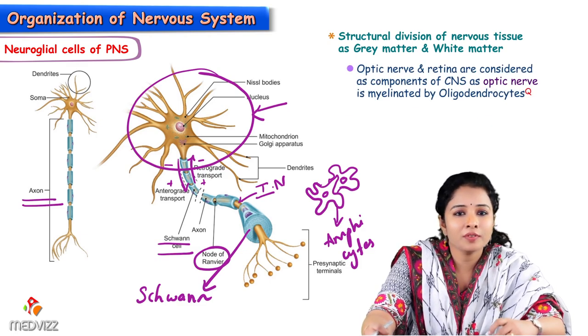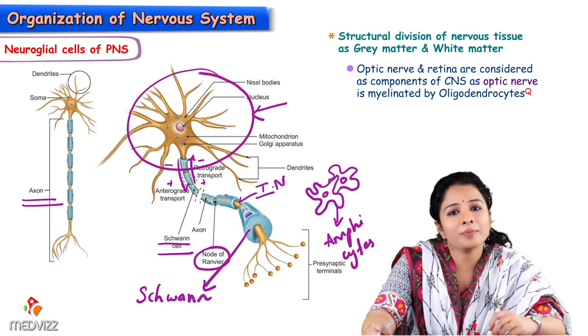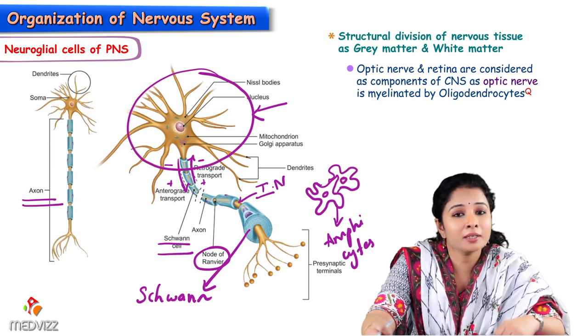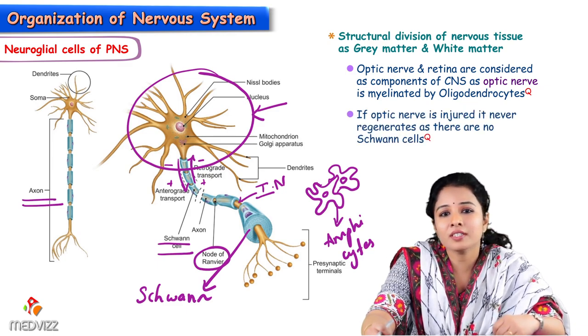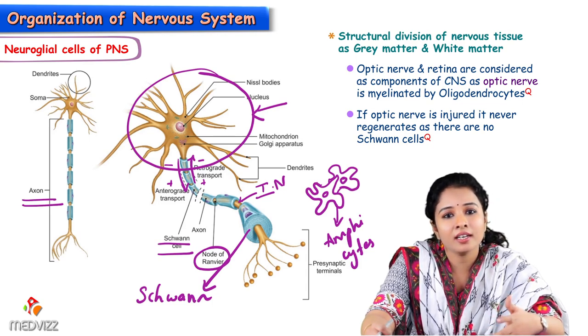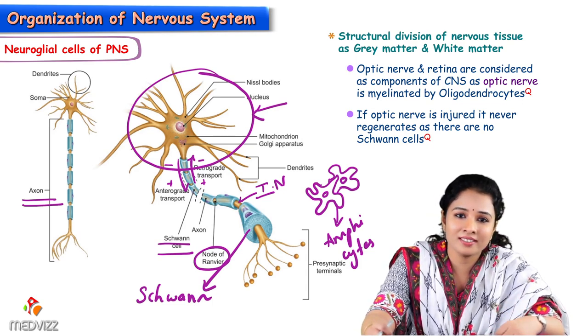Optic nerve, though we say it is a cranial nerve and part of the peripheral nervous system, the optic nerve and retina are considered components of the central nervous system because the optic nerve is myelinated by oligodendrocytes. And if the optic nerve is injured, it never regenerates, because there are no Schwann cells.